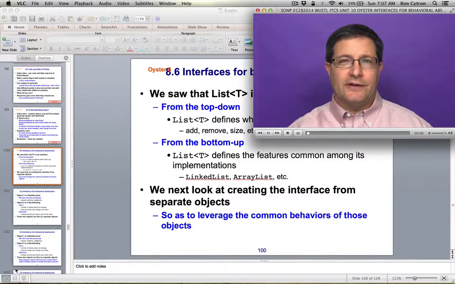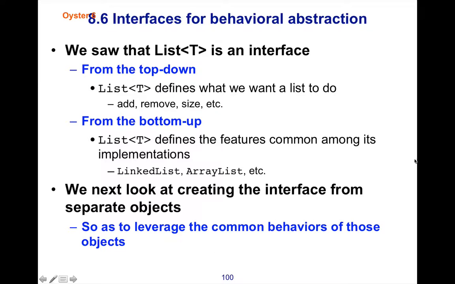So we've seen the use of an interface by using List<T> to define the functionality we'd like different implementations to have, and then from that interface definition we go off and develop separate implementations. Sometimes we use interfaces in the other direction, from the bottom up. We may have different classes that seemingly have no common behavior that we want to unify through a common interface. So we're going to look at that here.